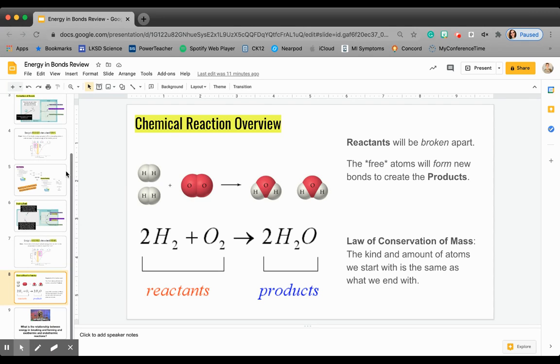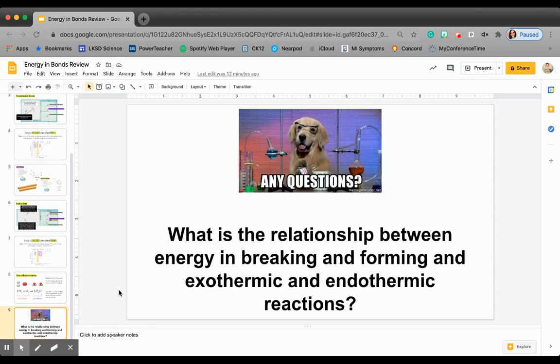Now, what does that mean for us in terms of forming and breaking bonds? Reactants are always broken apart, right? If these were like Lego pieces here, I would need to break these guys apart in order to form my final products over here. It's important to note the law of conservation of mass, that the kind of atoms we are starting with in the reactants, along with the amount that we're starting with, is the same as the kind of atoms that we end with, along with the amount, right? So we're going to take all of that knowledge with us as we try to answer this question. What is the relationship between energy and breaking and forming bonds, and deciding if a reaction is exothermic or endothermic?